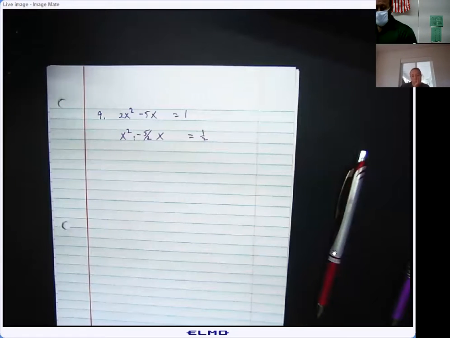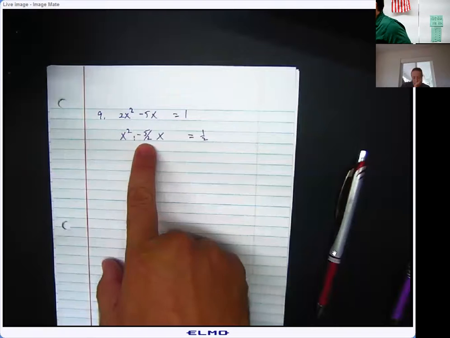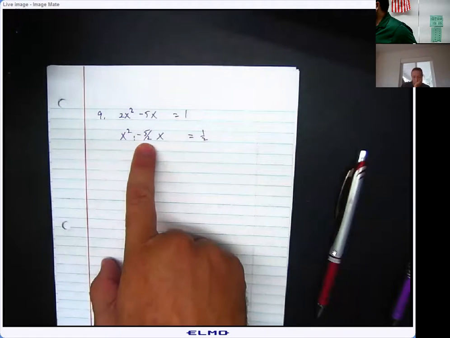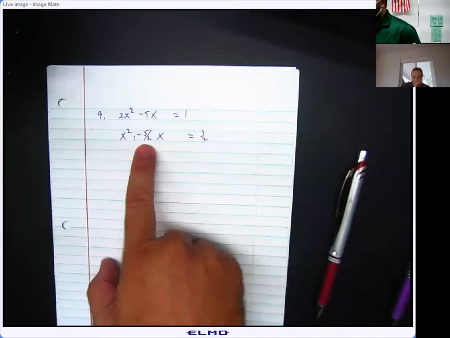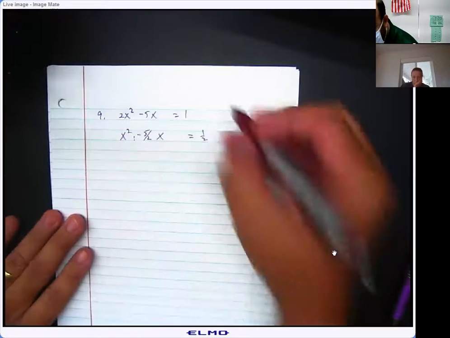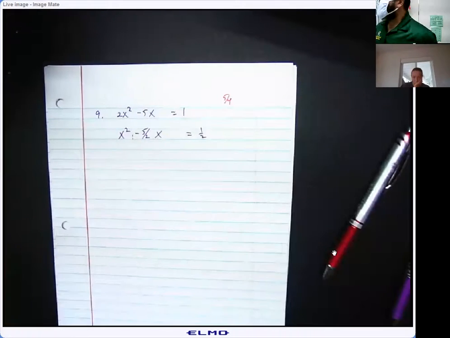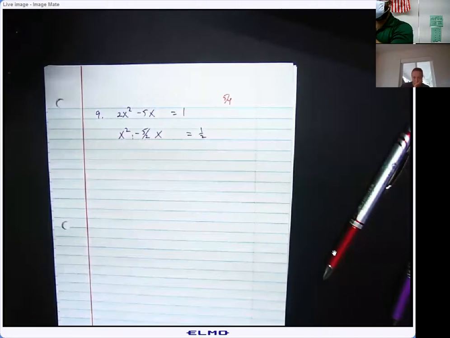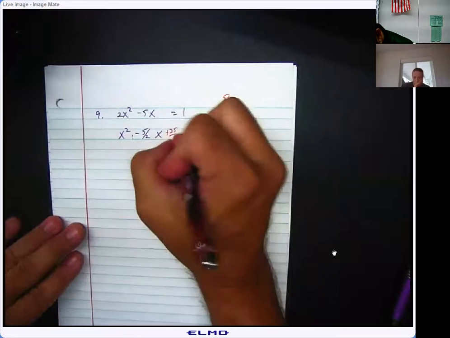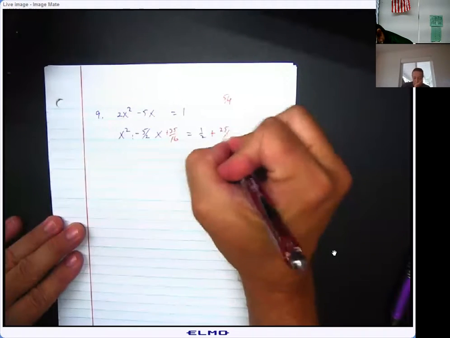You'd get a quarter, right? So, guys, you know what half of 5 halves is? It's 5 quarters. No big deal. So I'm going to take half of this, 5 halves, I'm going to get 5 quarters, and I'm going to square that. I'm going to write that right here so you can think about that. What is 5 quarters squared? Thank you. So I'm going to add 25/16 to both sides.